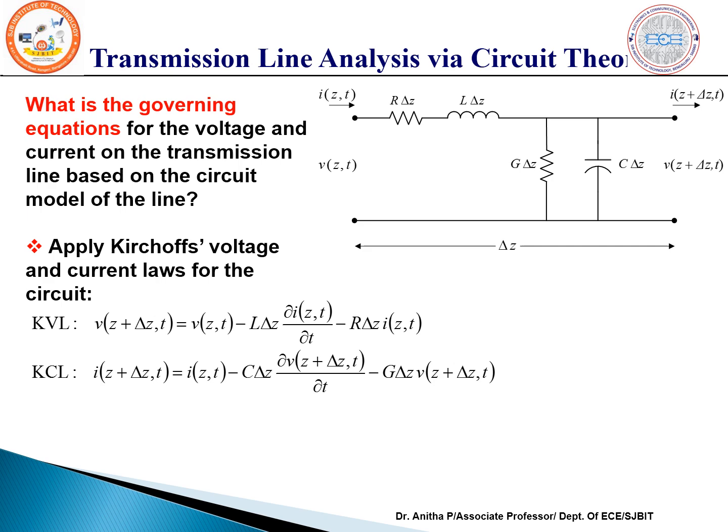Similarly, you apply KCL. According to KCL, Kirchhoff's current law, we know that current entering must be equal to current leaving. So at a node, here I am considering a node as one junction of two or more elements. So at this node, current entering will be I of Z plus Z comma T. Current leaving is I of Z plus delta Z into T. So I need to determine I of Z plus delta Z comma T. So you can apply KCL. According to KCL, current entering I of Z comma delta Z comma T.